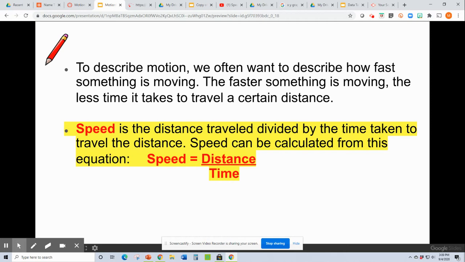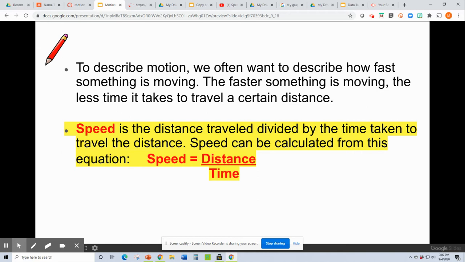So to describe motion, a real common thing that we like to do is to describe how fast something's moving, or I guess how slowly something is moving. So the faster something's moving, the less time it takes to travel a certain distance. So you guys know that. If you run a certain distance, you're going to get somewhere faster than if you walk that same distance.